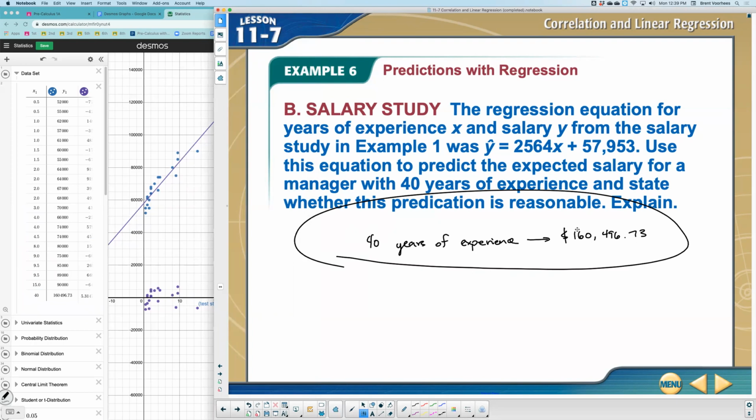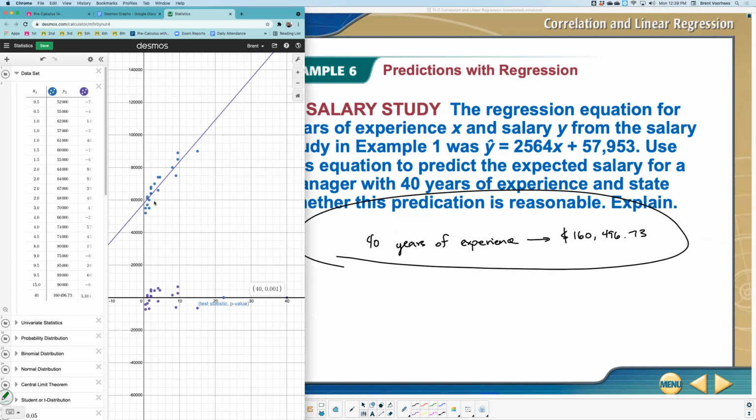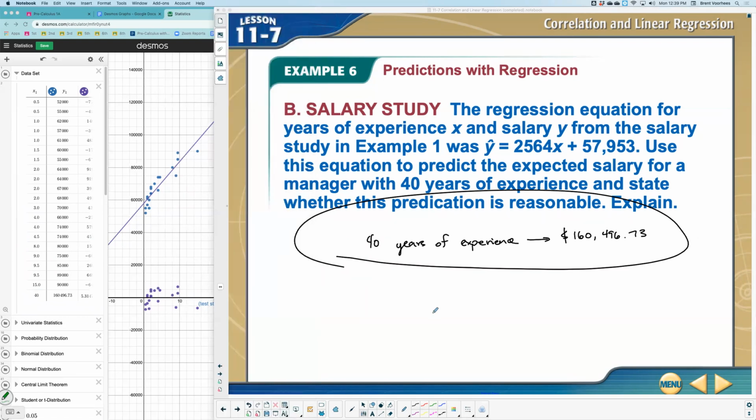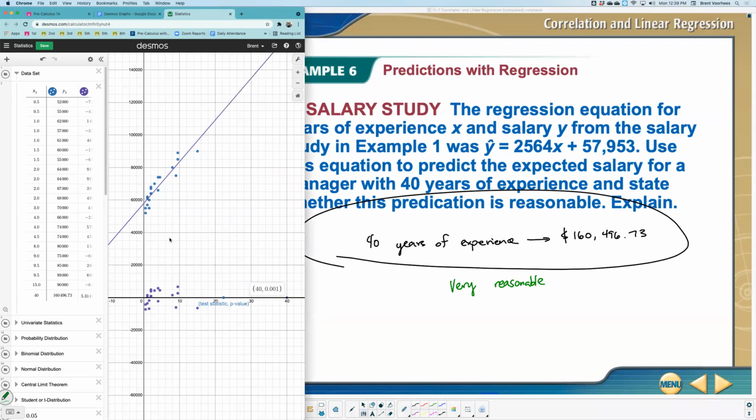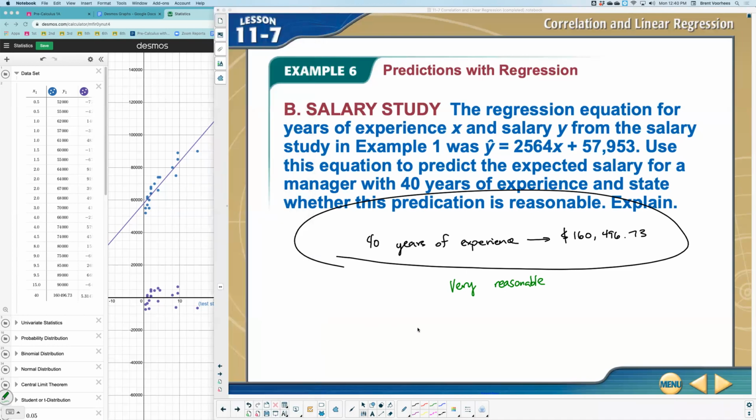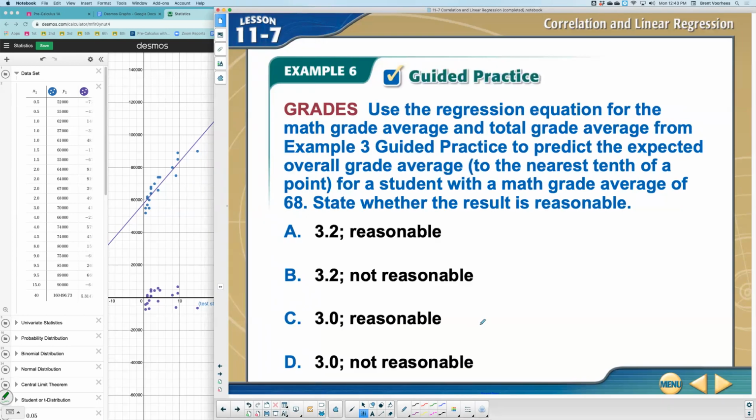I would say it's very reasonable. People do make that amount of money. If they've been working as a manager for that long, people do make that money. So again, I'm going to say that's a very reasonable prediction. It doesn't seem like it's too far off of where the data is heading. Now, someone might ask, what is something that's unreasonable? Well, let's say it was a negative relationship and you put in 40 and it ended up with a negative salary. That would be unreasonable. So here, I would say it's very reasonable as well, just because it's going in the right manner.